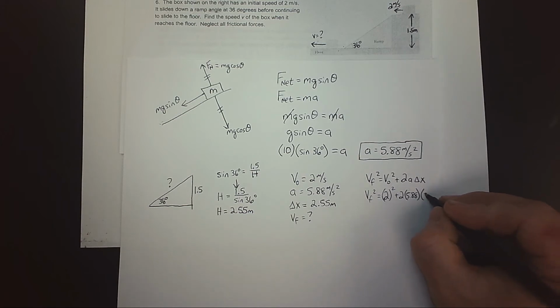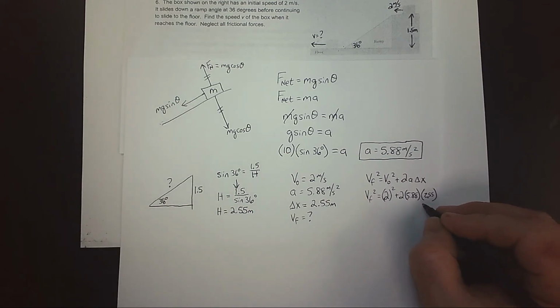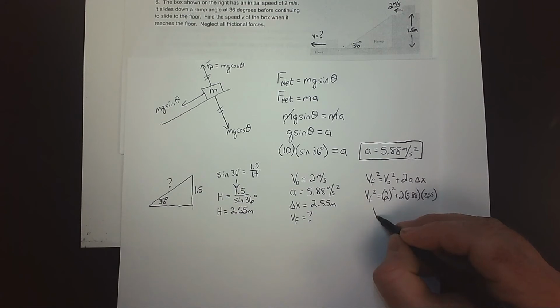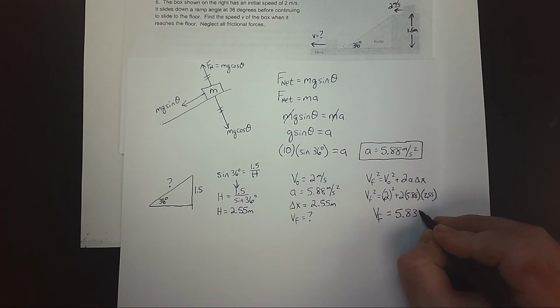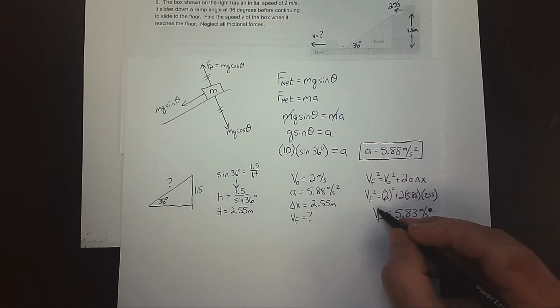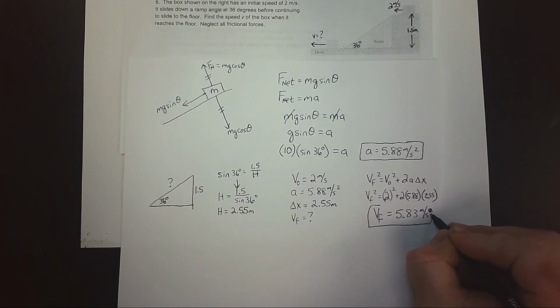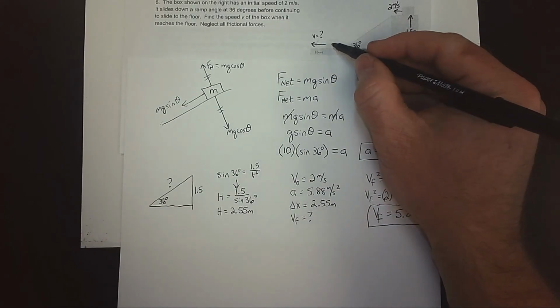and an acceleration of 5.88 and 2.55, and I'm running out of room, is going to be my displacement. And when you solve that, at least when I solved it, you should end up with 5.83 meters per second. Meters per second, not squared. And so that would be the final velocity of my box when it reaches the bottom.